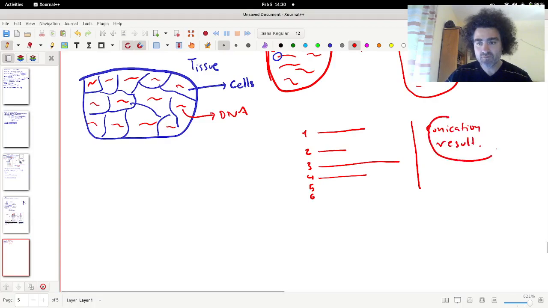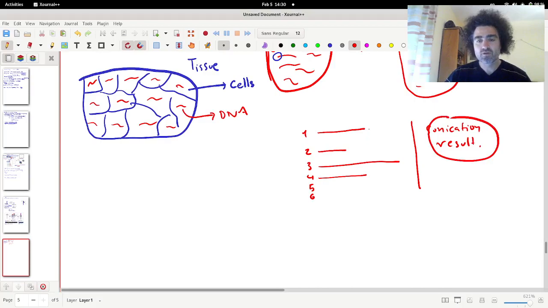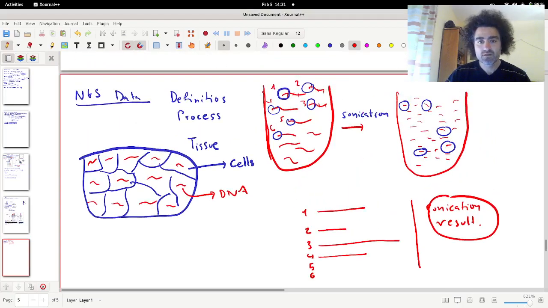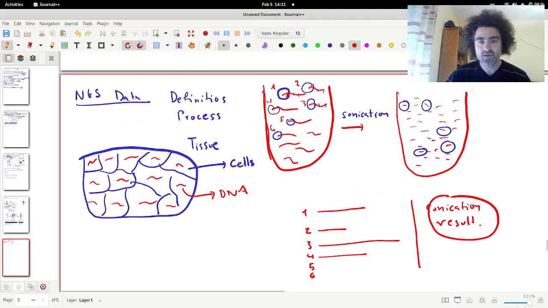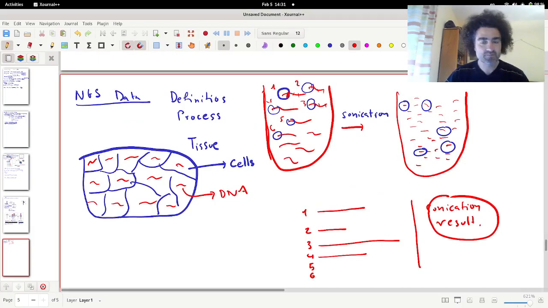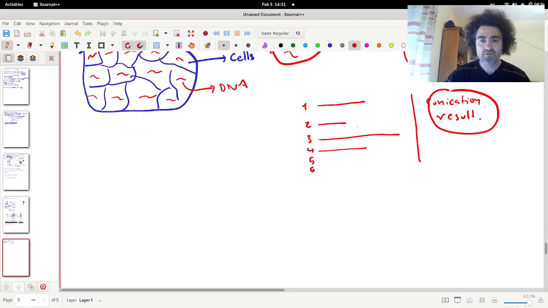So sonication means that you put ultrasounds to break the DNA, and because breakage is a stochastic process, some DNA might break here, and the other DNA might break a bit further. Okay, now these pieces, so this is step number 0, let's say.